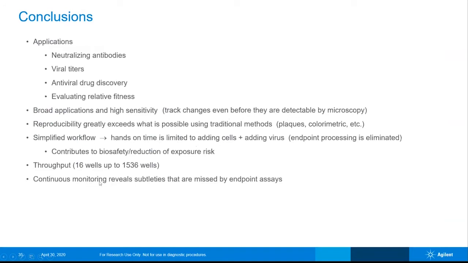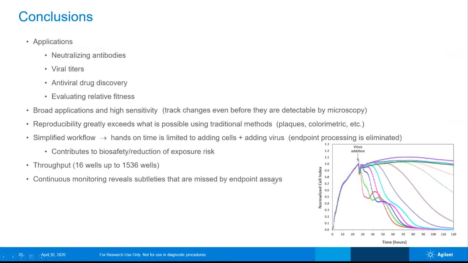So continuous monitoring using impedance reveals subtleties that are missed by endpoint assays. And the oncolytic virus assay is a good example of this. This type of variation in the killing response as a function of virus concentration is not something that you would pick up on very easily doing an endpoint assay. So imagine comparing this continuous data trace to an assay where maybe you took endpoints at 24, 48, and 72 hours. You just really would not have any sense for the subtlety of what's going on here.